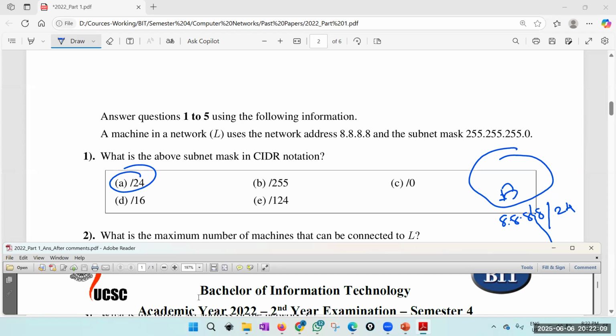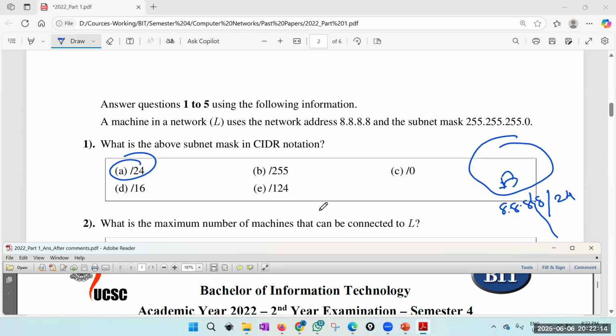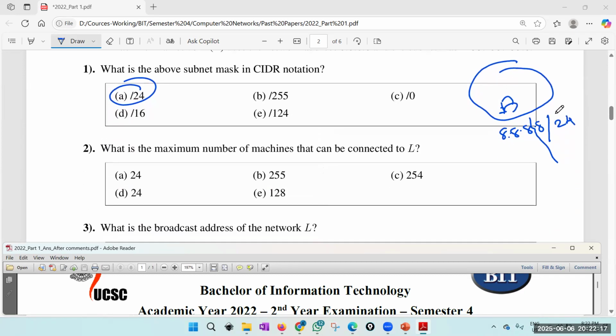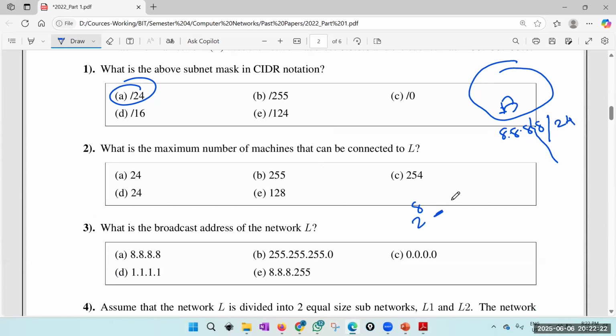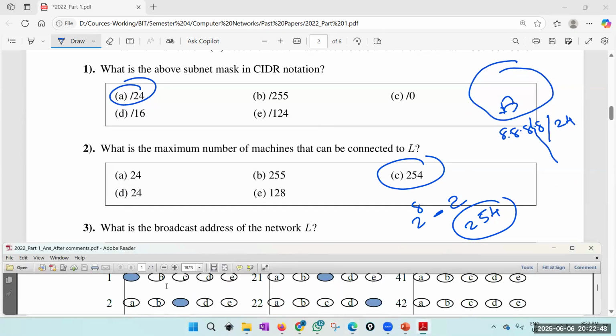Second one. What is the maximum number of machines that can be connected to L? Again, because it's /24, all 8 bits are with us. So we have 2 to the power 8, but 2 IP addresses are reserved. That is 256 minus 2, 254 machines. So we have 256 IP addresses, but 254 machines. So the answer must be C.